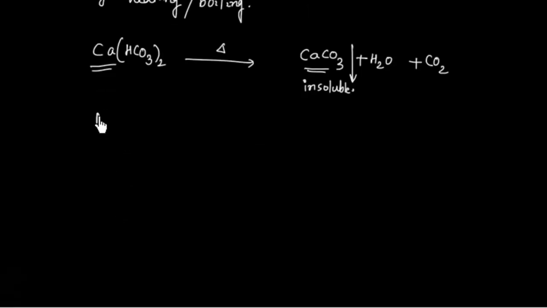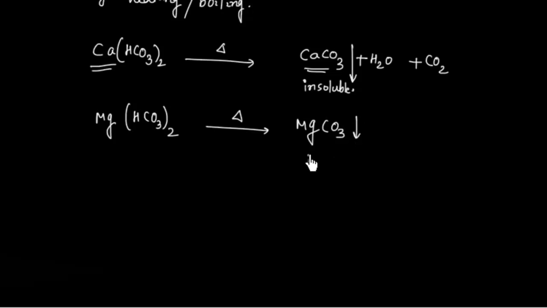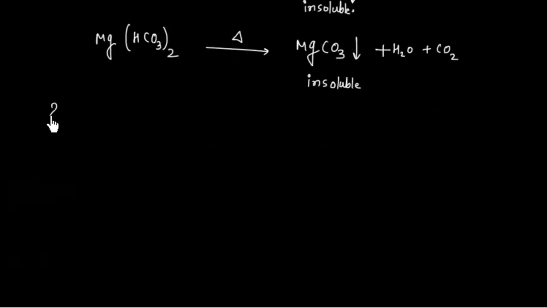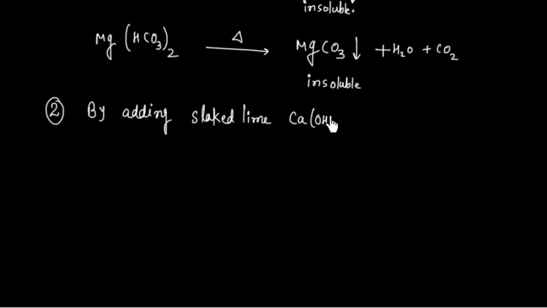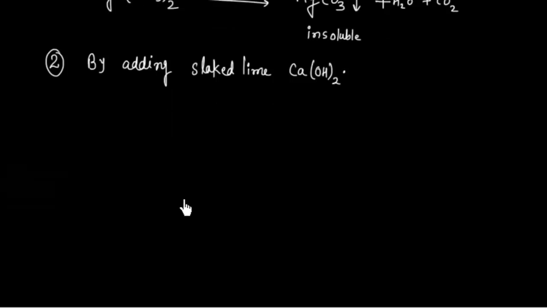Similarly, if I have magnesium bicarbonate, that is Mg(HCO3)2, and if I heat magnesium bicarbonate, it will form magnesium carbonate. Once again this is insoluble, and you will have H2O plus CO2. So one way to remove the temporary hardness is by heating. Another way is by adding calcium hydroxide, or it's called slaked lime. So we can add slaked lime, that is calcium hydroxide, to remove this temporary hardness.